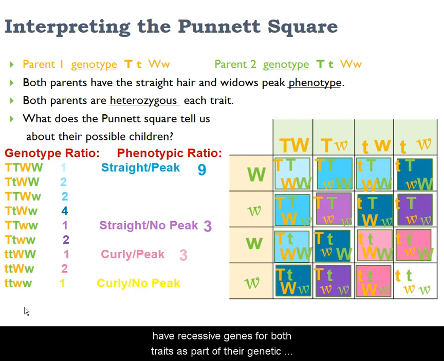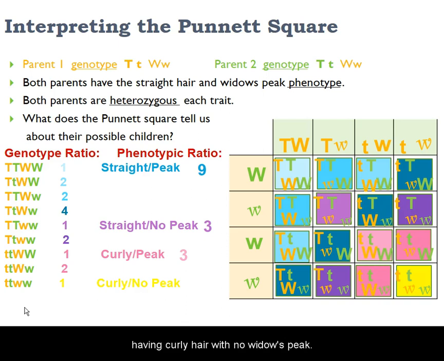Lastly, since both parents do have recessive genes for both traits as part of their genetic complement, there is a possibility that a child will inherit only recessive traits, leading to a 1 in 16 chance of having curly hair with no widow's peak. The genotype that corresponds with a fully recessive phenotype is shown in yellow.